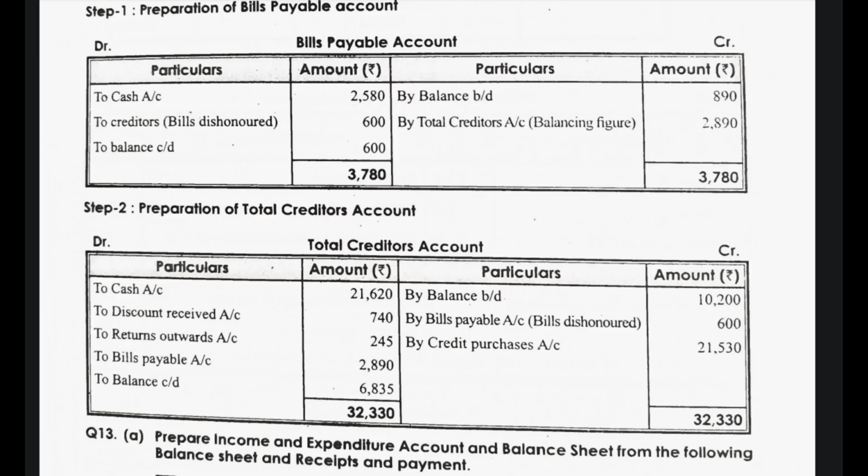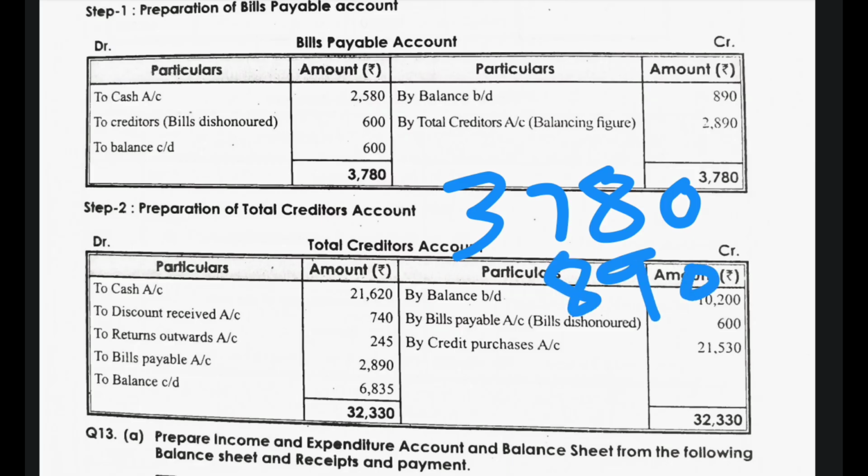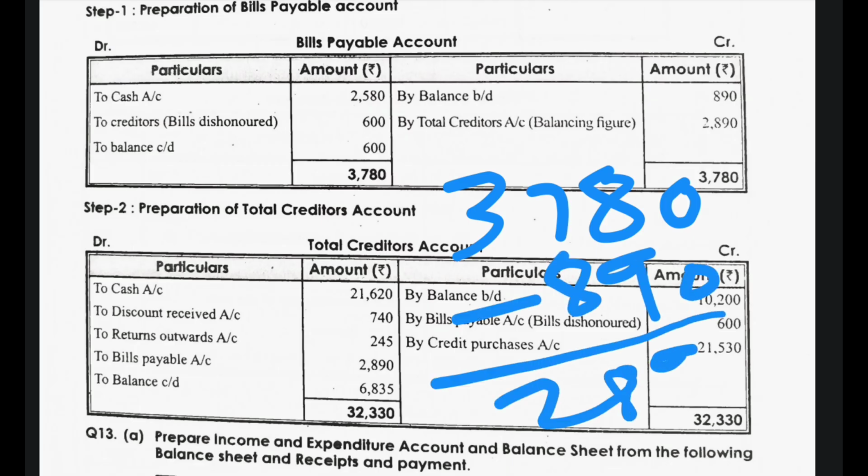When we are preparing the bills receivable by debtors we have written, the same way here we have to write to creditors. Now add all these three items, 3780 we are getting, credit side we are getting 890. Now minus this, we will get 2890. This is the balancing figure; by total creditors you have to write down, by total creditors.